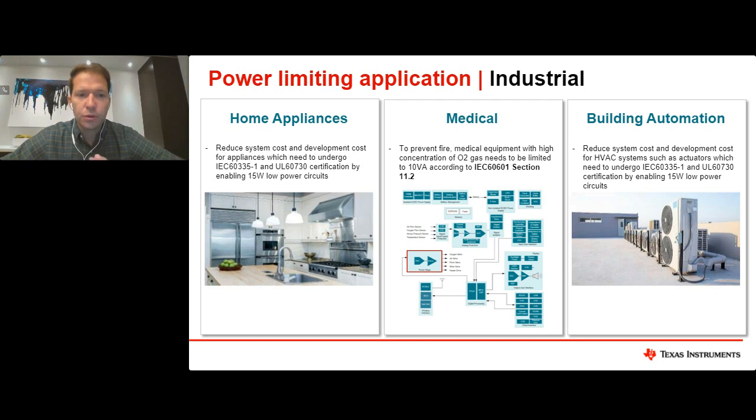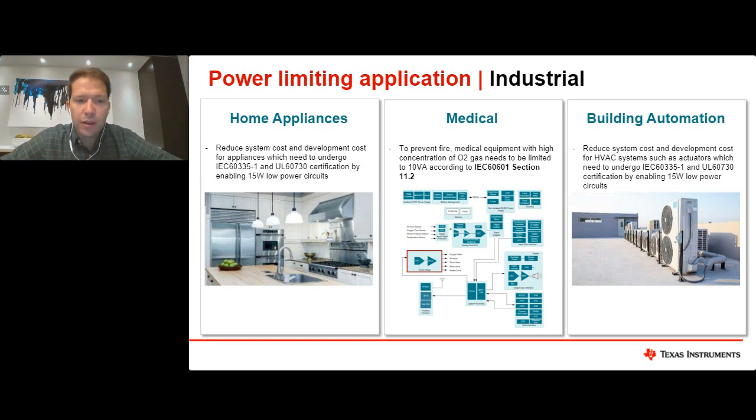So just to touch briefly on home appliances first, really where power limiting can be used is to help reduce system costs and development costs for appliances which need to undergo IEC 60335-1 and UL 6730 certifications. And really how you can do that is by enabling a 15-watt low power circuit. And we'll talk a little bit more about what that means in the next coming slides.